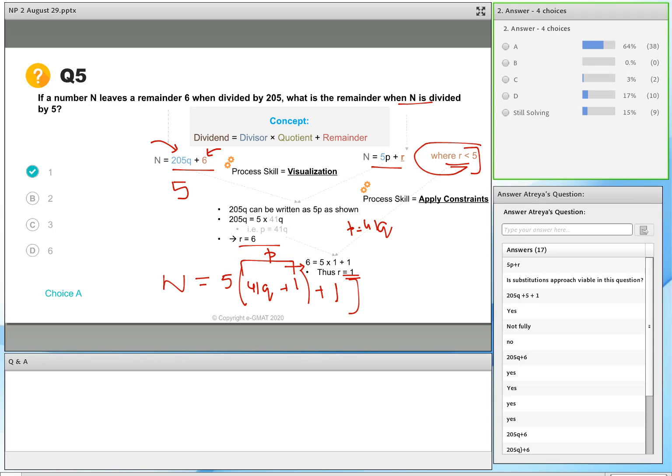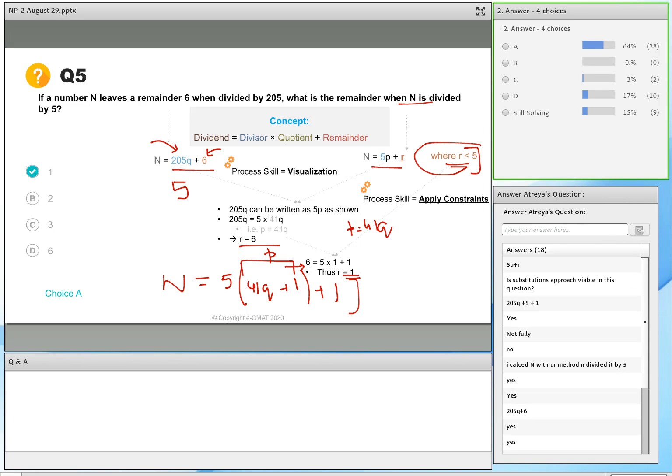Is the substitution approach viable in this question? Again, I don't want you to use that approach. I want you to use this approach only because the 700 level and the most difficult questions based out of this topic would become easy for you. Why should I use the substitution approach knowing that there might be cases which I might fail to substitute and for which I might get a different answer? I hope that that's clear to you.